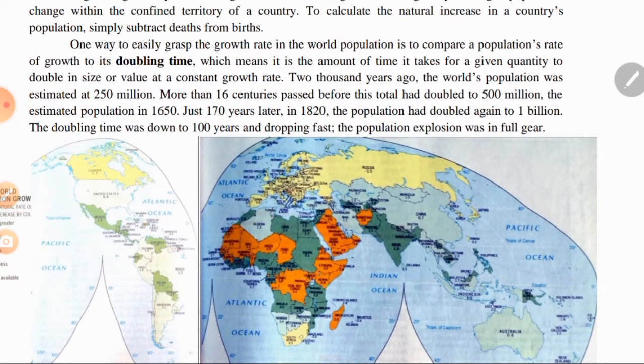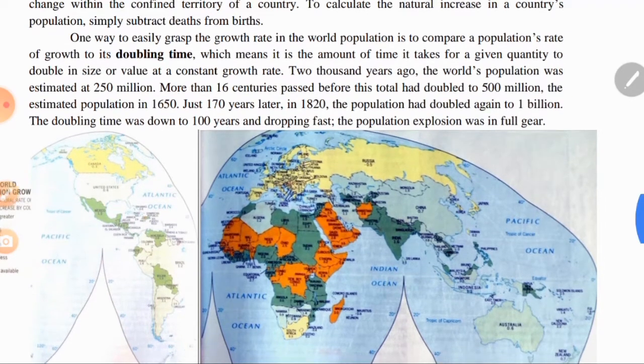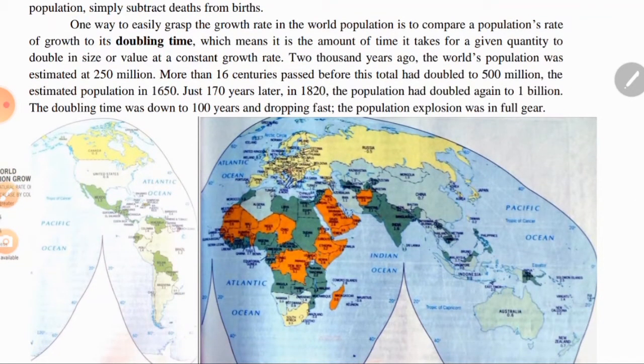Then, as you can see, 2,000 years ago, the world's population was estimated at 250 million. More than 16 centuries passed before this total had doubled to 500 million. The doubling time was down to 100 years and dropping fast. And the population explosion was in full gear.